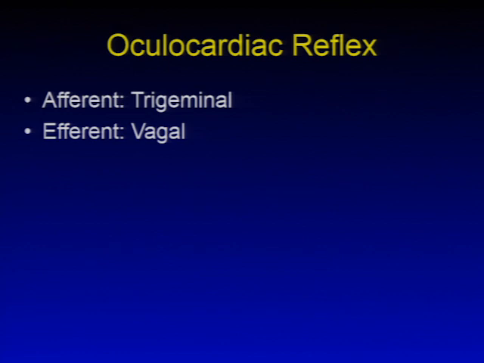This reflex can be manifested on the EKG via 1. Sinus bradycardia, 2. Junctional rhythm, 3. Ectopic atrial rhythm, 4. AV blockade, 5. Ventricular arrhythmias, and 6. Asystole.